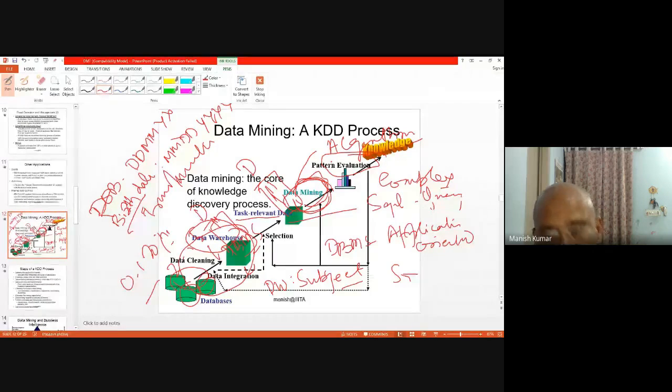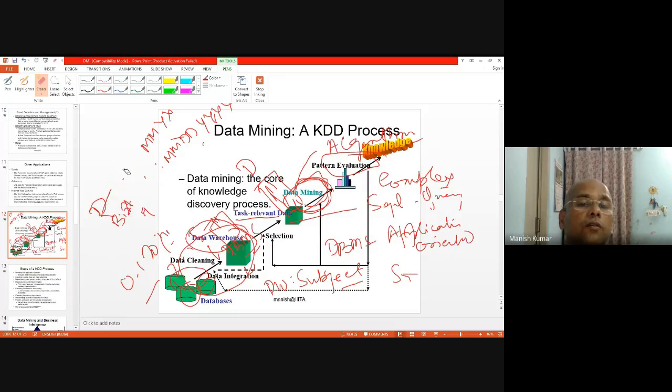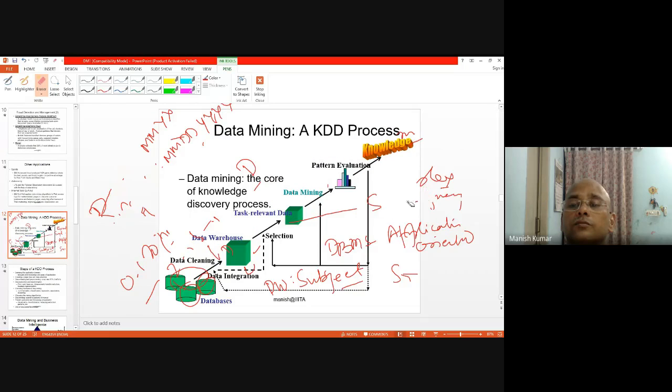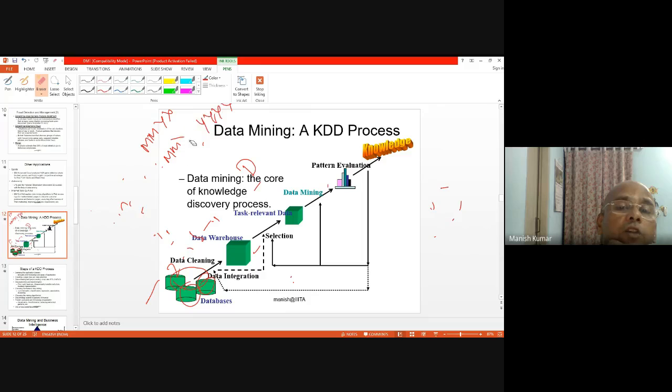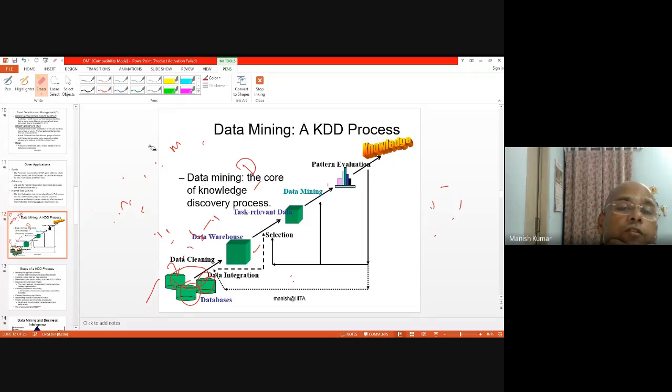Let me tell you the issues involved here. The issue with data mining and pattern generation is that it is not only that you go for an algorithm to be implemented, and it is not only that patterns are generated. The issues will be there. The first issue is which algorithm you want to implement. So the decision of choosing an algorithm is a big task. It is not an easy task anyway.